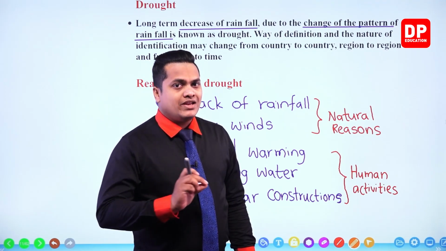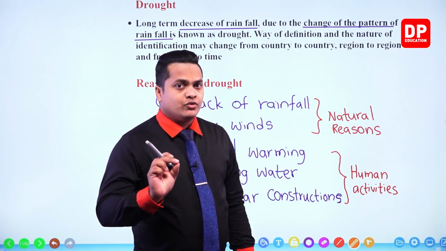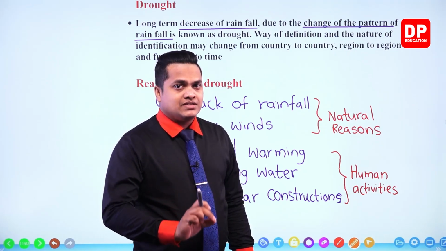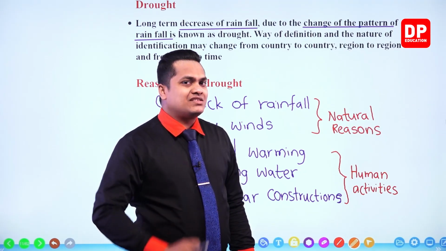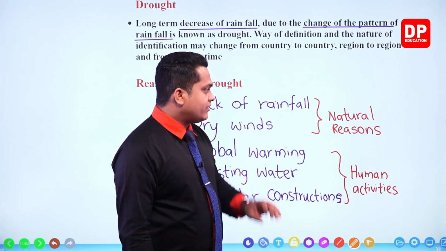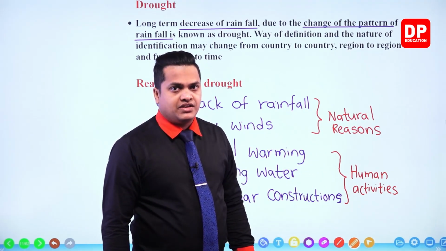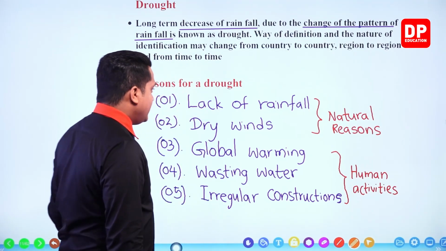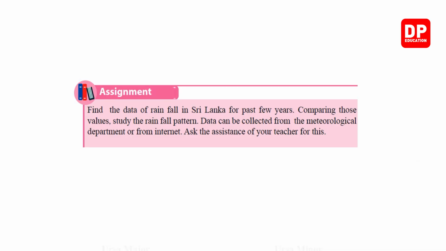So now, by looking at these examples, my dear children, I hope that you got a good knowledge about the main reasons behind a drought. So the main reasons behind a drought are natural reasons and human activities. So let's head on to see what the other contents are. You are given an assignment here. Find the data of rainfall in Sri Lanka for the past few years. Comparing those values, study the rainfall pattern. Data can be collected from the meteorological department or from the internet. Ask the assistance of your teacher for this.